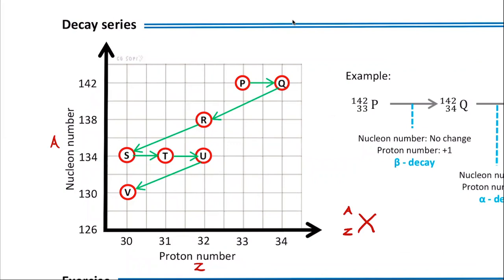Now for P, how do we write it? What is the number for P? We start with the nuclear number and then followed by the proton number. So P is 142, like a coordinate. This is like coordinate 142, and the proton number is 33. Okay, yes, 142 and 33. Now, what about Q?